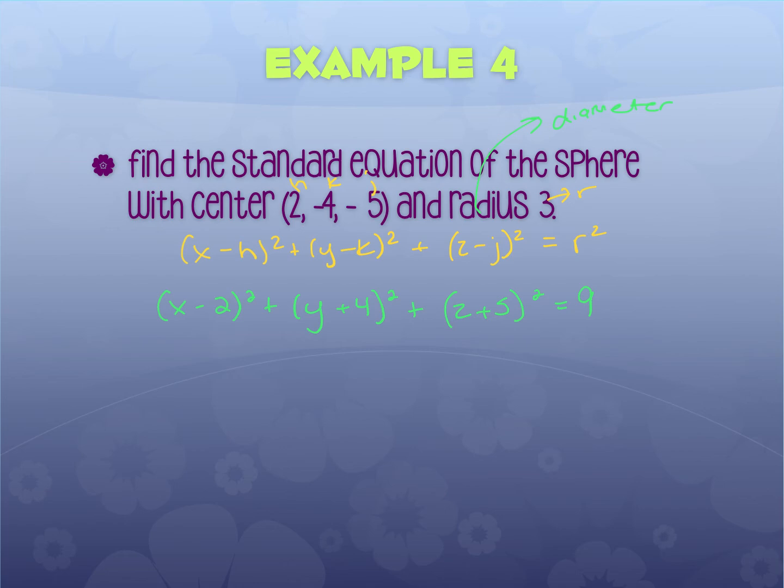Questions on that one? So let's say instead of giving the radius, you were given a point and the center. You would plug it in just like we used to do. The point is going to be your x, y, z, and then the center would be your h, k, j. You'd plug it in, you'd solve for r, and then just plug back in the center and the radius.